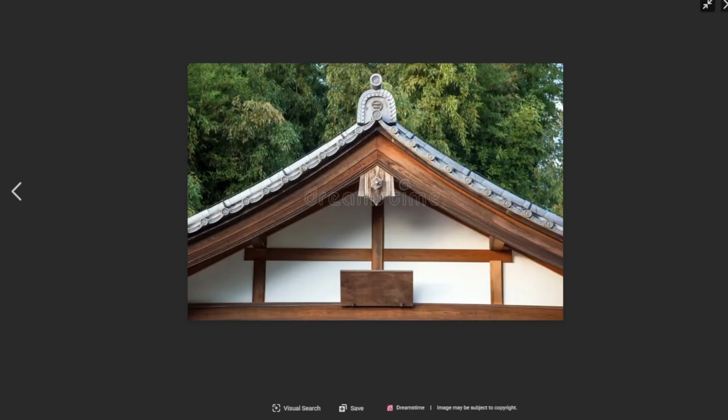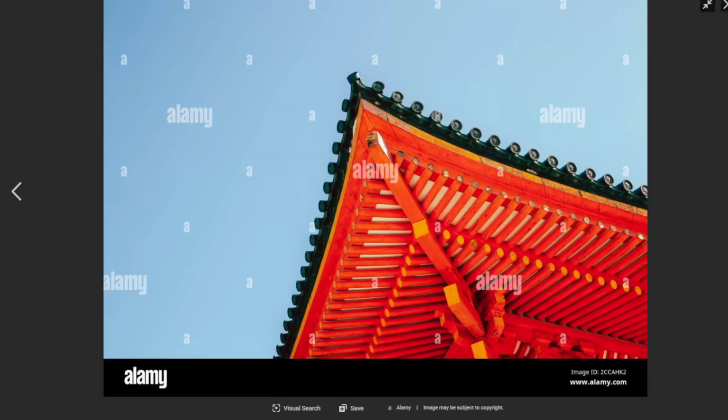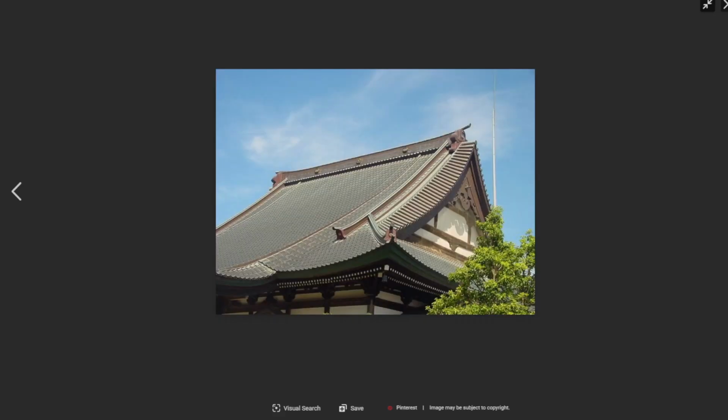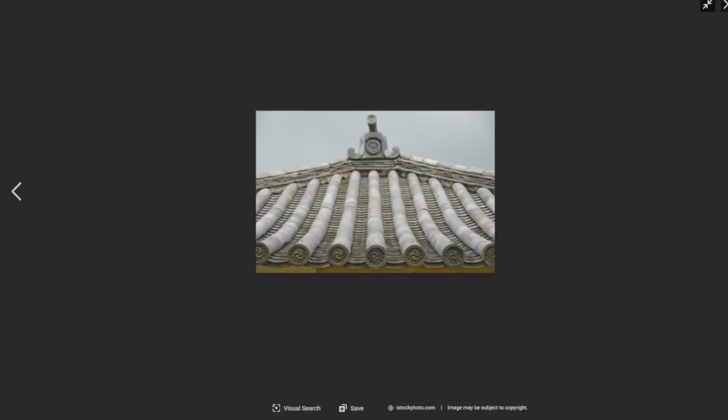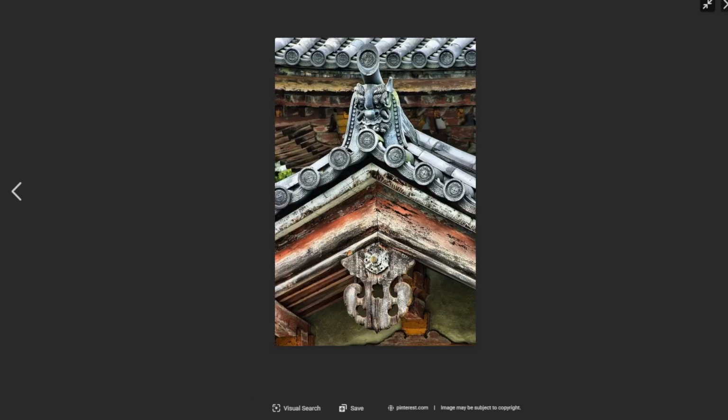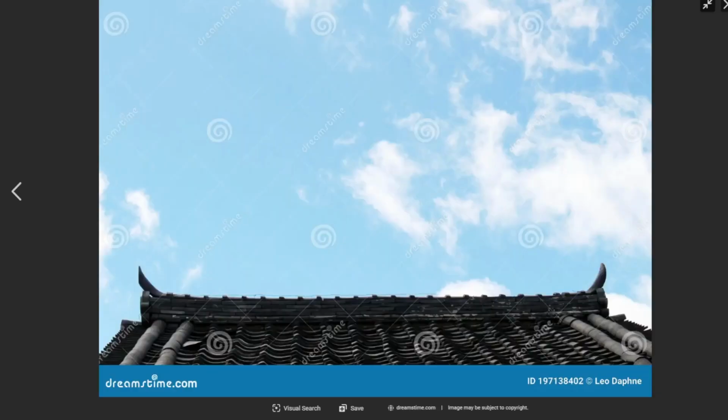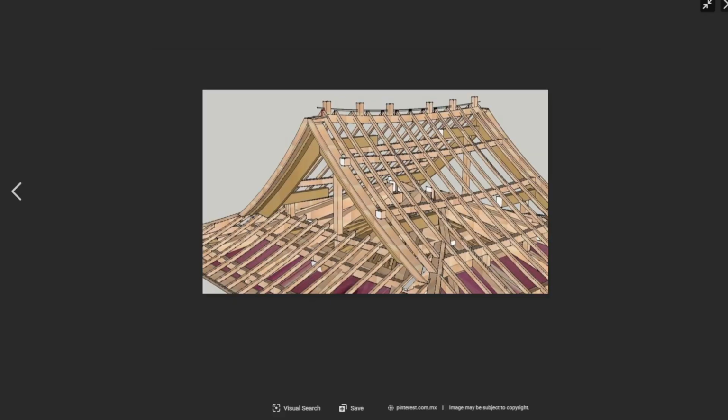Mansard roof. The mansard roof is a variation of the hip roof that has a nearly vertical upper slope and a nearly flat lower slope. This roof form is popular for commercial buildings and modern homes.